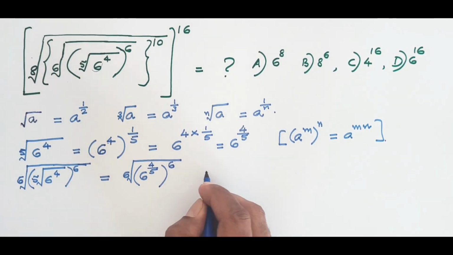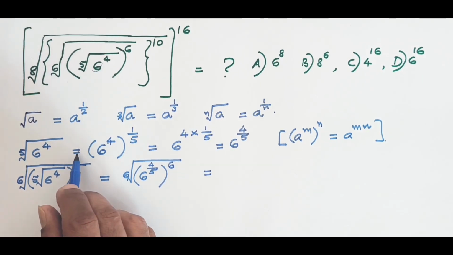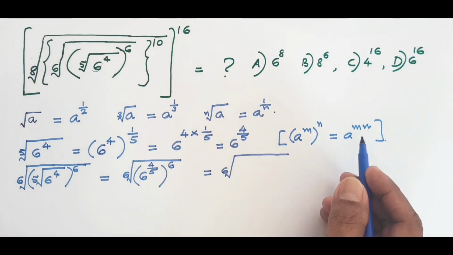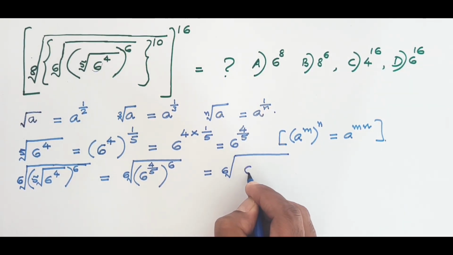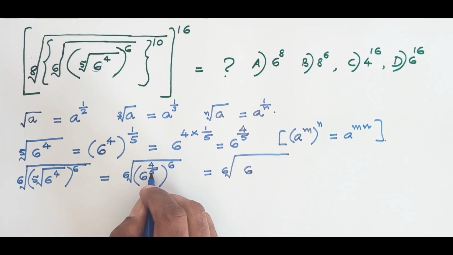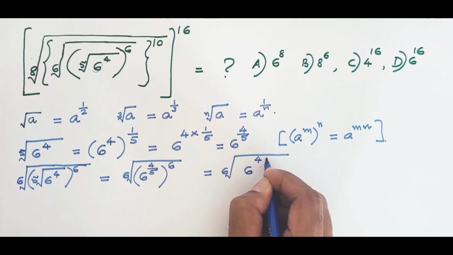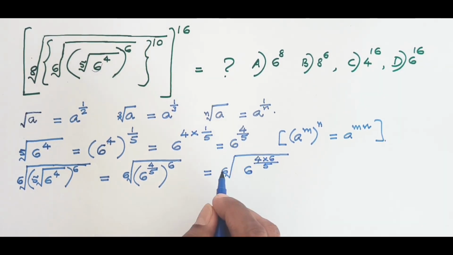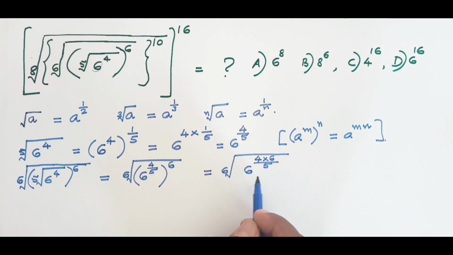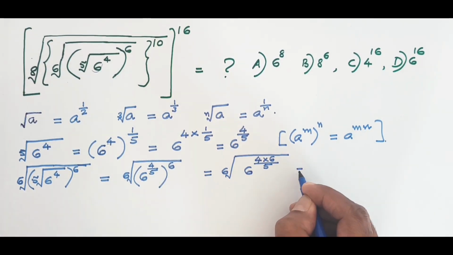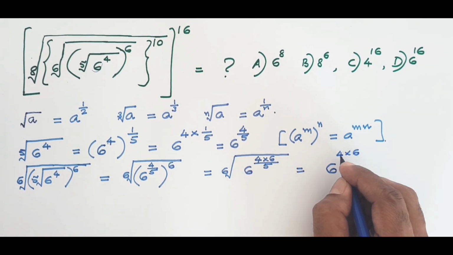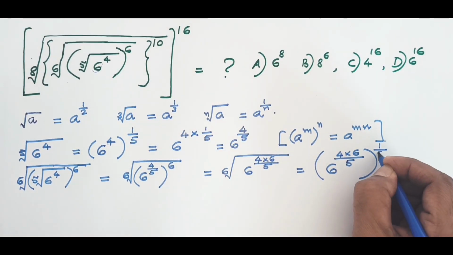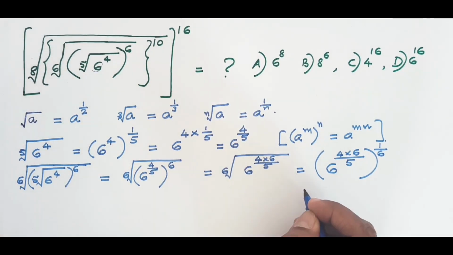That is this 6. Now using the same method as discussed before, we may write like this. I am first simplifying this part using this idea. So you will have 6 to the power of 4 divided by 5 multiplied by 6, which will be 4 multiplied by 6 divided by 5. Then using this result, see here a is so much, n is 6. So what do you have? 6 to the power of 4 times 6 over 5. Then the whole to the power of 1 over 6, which you can further simplify like this.